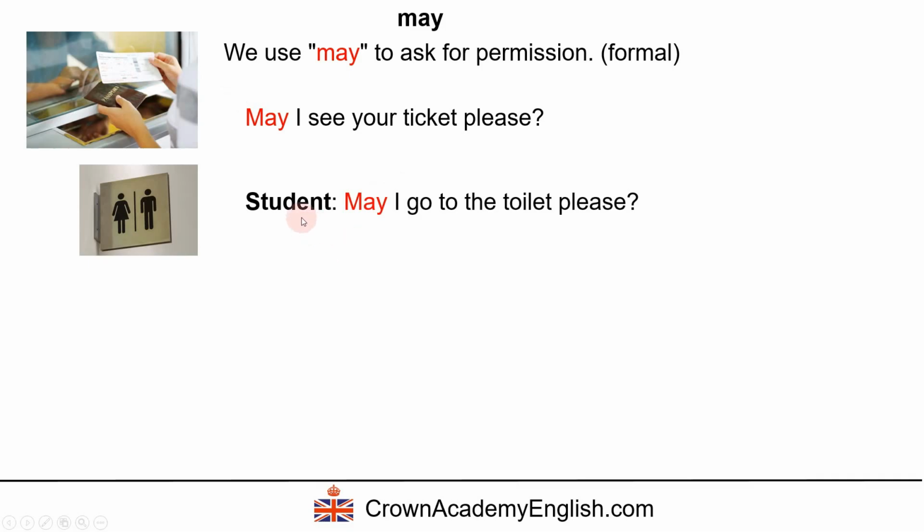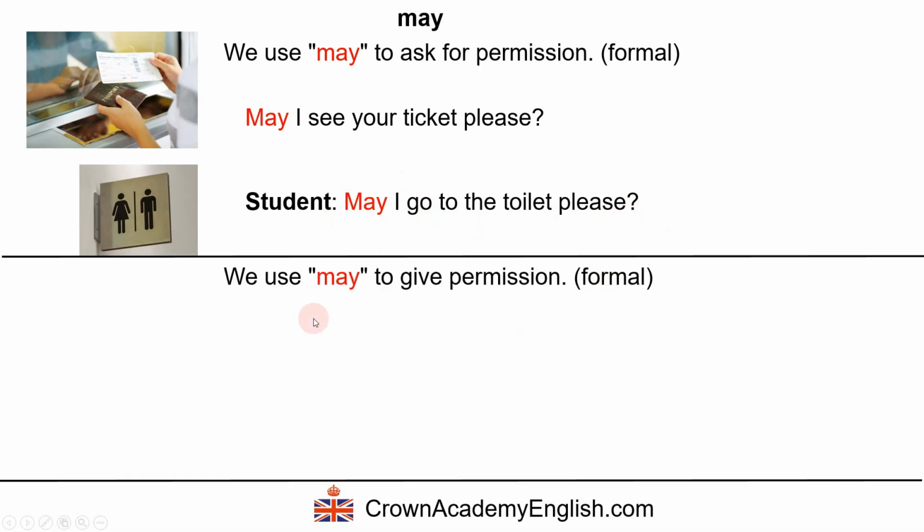The student asks, because it's in the middle of an exam, "May I go to the toilet, please?" So the student is asking for permission to go to the toilet. Modal, subject, and the base form of the verb, because this is the question form. And we can also use may to give permission. Okay, and again, this is quite formal.